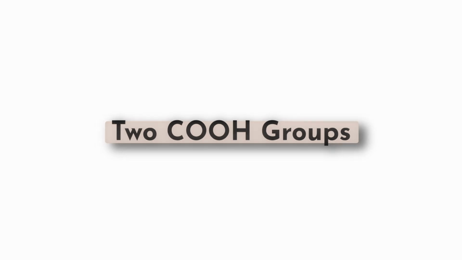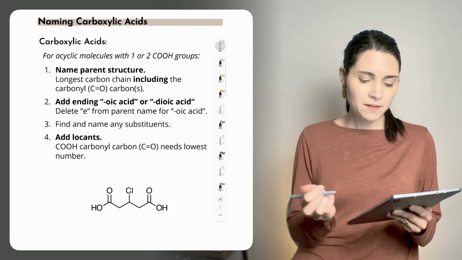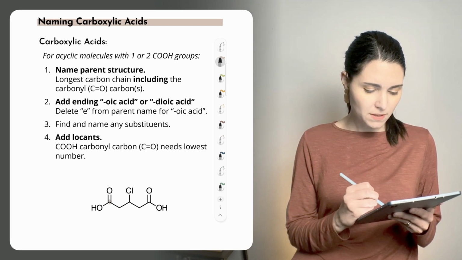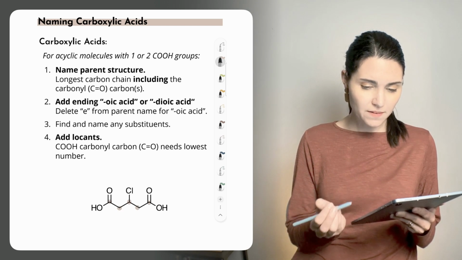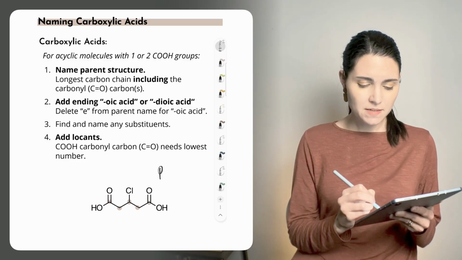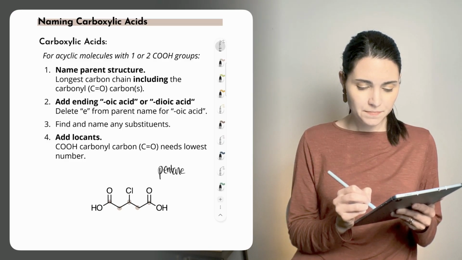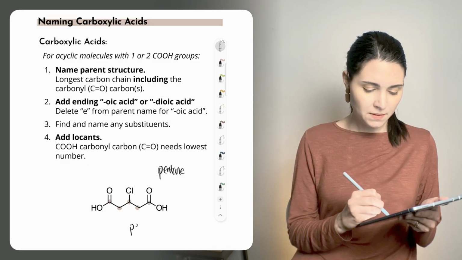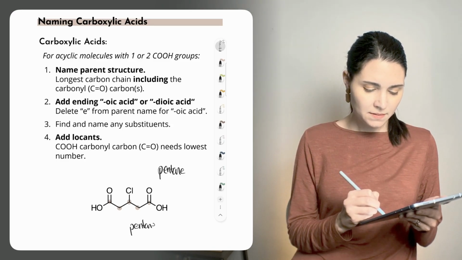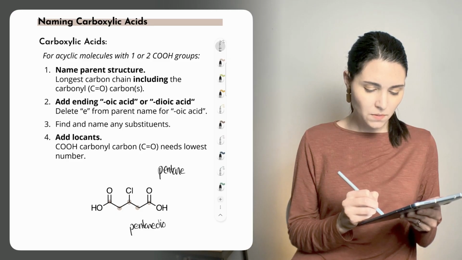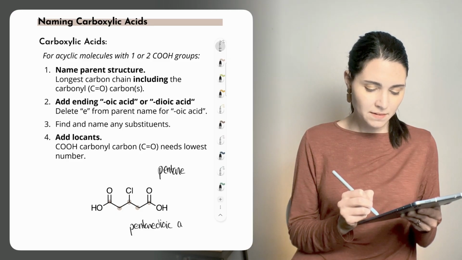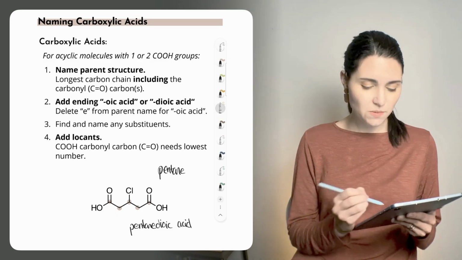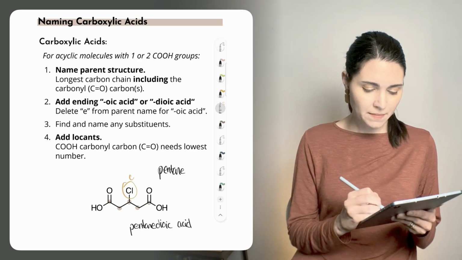Here's another example where we have a diacid. So we've got 2 of the COOH functional groups. So we'll find the parent chain, including both of those carbonyls. 1, 2, 3, 4, 5. So again, we have a pentane. And then we can just add dioic acid. So pentane, dioic space acid, and then we have a substituent on this one, so a chloro.